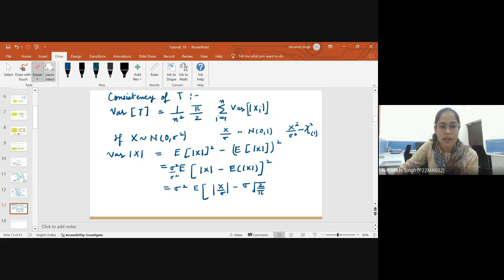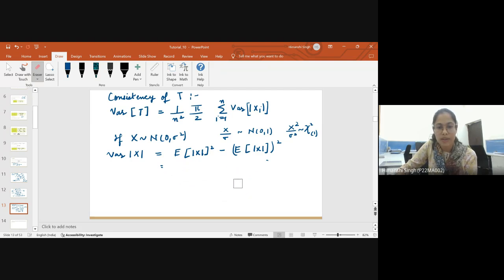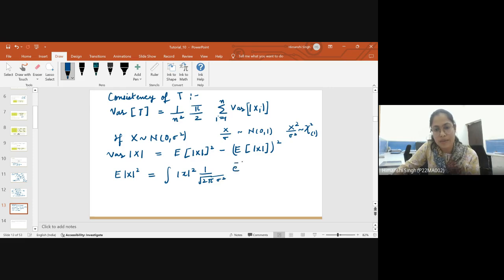So let me consider it in another way. Forget about that, let me go by the basic method only. I already know the expected value of mod x. I need to calculate the expected value of mod x square. So it will be the integral of mod x square times the density of the normal distribution, which is 1 upon under root 2 pi sigma square e to the power minus x square by 2 sigma square dx, going from minus infinity to infinity.